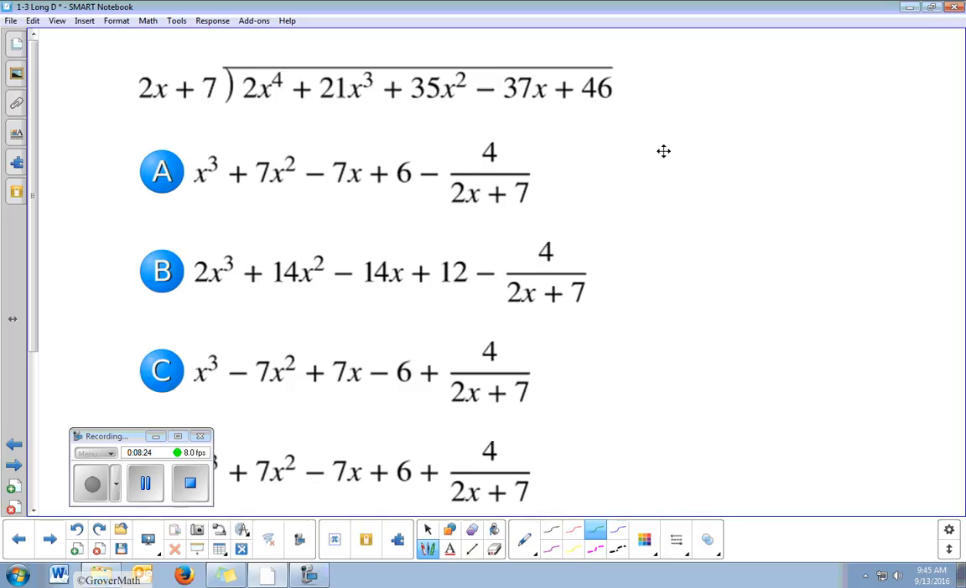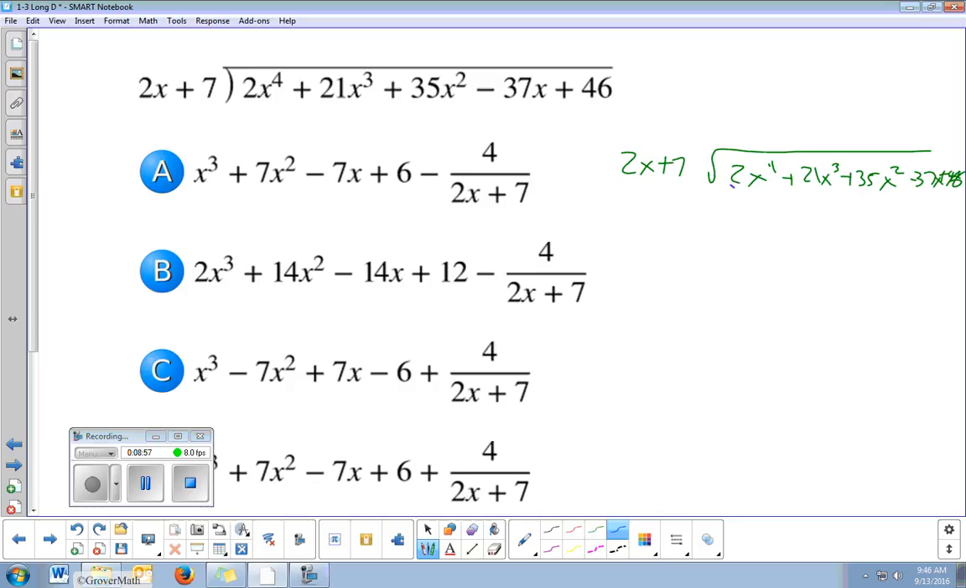All right, so if we were to do this work, I'm going to rewrite this over here so I can do the work underneath it. And then we got 2x to the 4th plus 21x cubed plus 35x squared minus 37x plus 46. Oh, I'm running out of room. Sorry, super sloppy. Hopefully you're writing neater. Don't forget, if you ever need to pause the video, write some stuff, catch up, or rewind a little bit, go ahead.